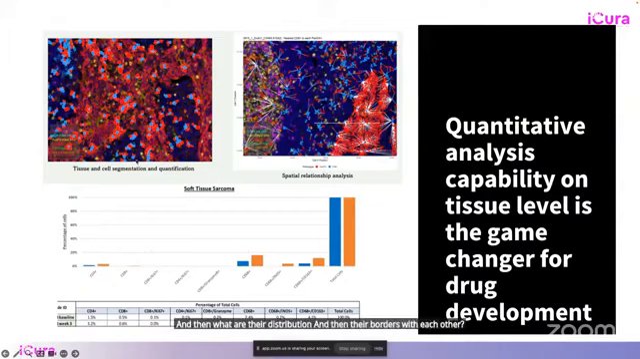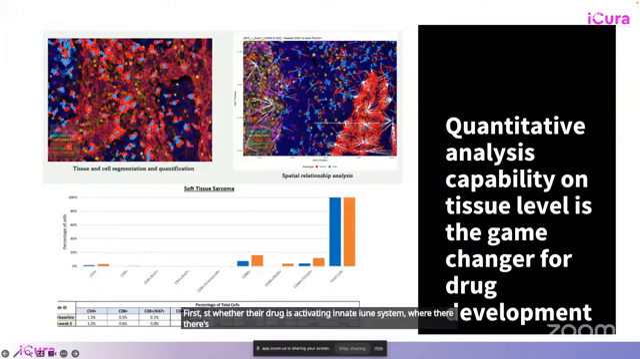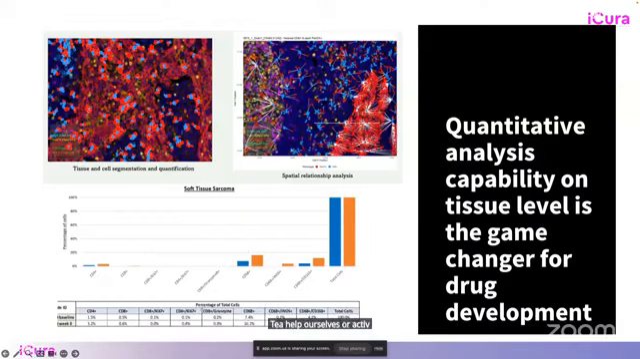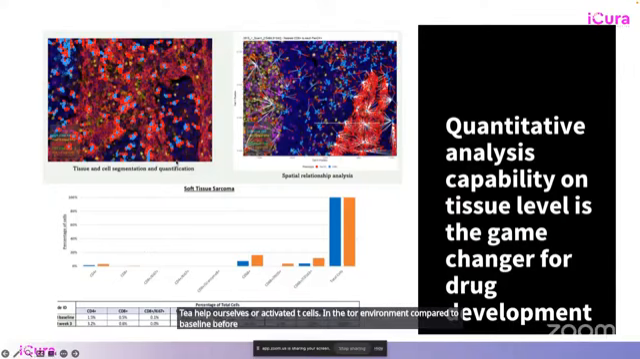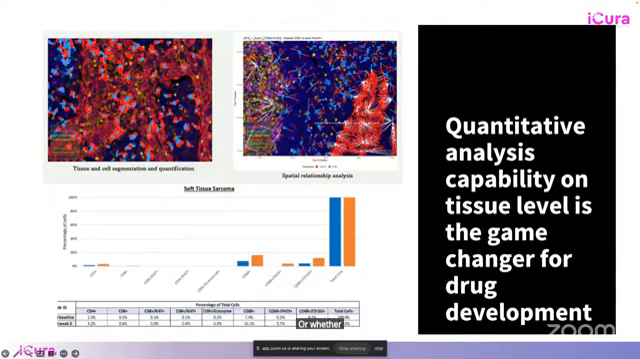Basically, this is what people like to ask in terms of immunotherapy development. They want to know first whether their drug is activating the innate immune system, where there's an increase of cytotoxic T cells, T helper cells, or activated T cells in the tumor environment compared to baseline before treatment, or whether these activated immune cells are getting closer or even invading into the tumor area to start the process of destroying them, right?